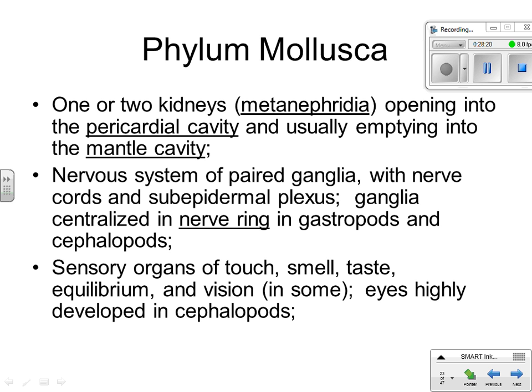What's pericardial mean? What's peri mean, like in perimeter? Around the heart. The cavity around the heart. So it takes in the blood from there, and then it empties it into a cavity called the mantle cavity. We'll see that one in a minute. So, what are the other names for the pericardial cavity in the coelom? Since that's basically all they have, it's part of the coelom, just like the regular, right around the heart.